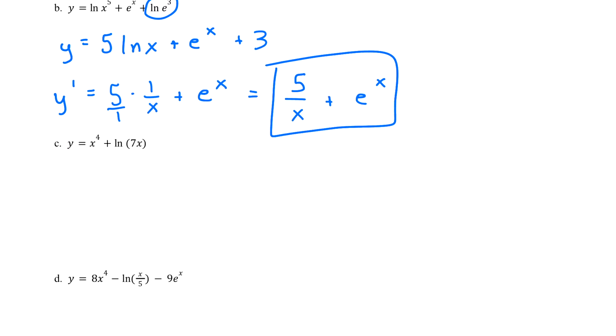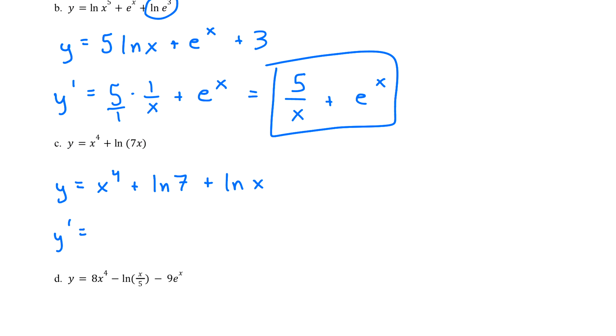So I'm not going to take the derivative here. This is still y equals x to the fourth plus, when I break this up, it'll look like natural log of 7 plus natural log of x. Now this is in a form that's much nicer to work with. I can take the derivative of this.